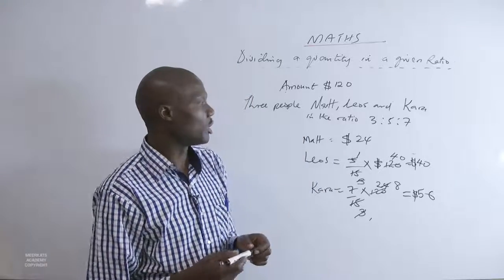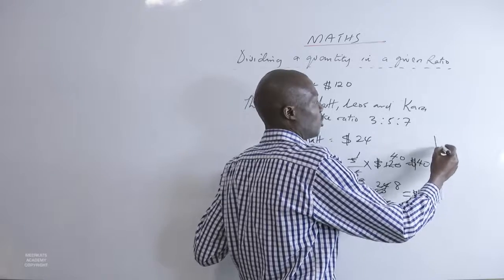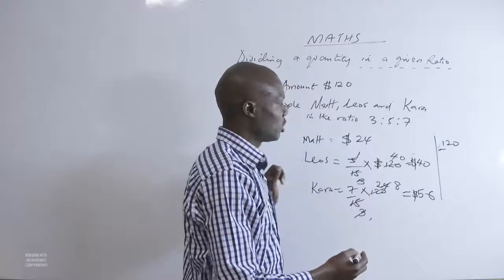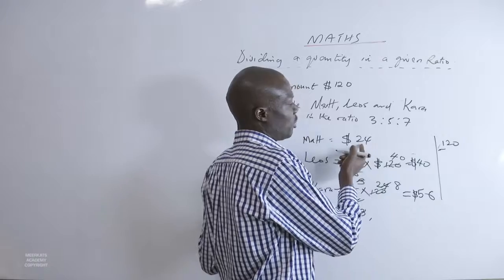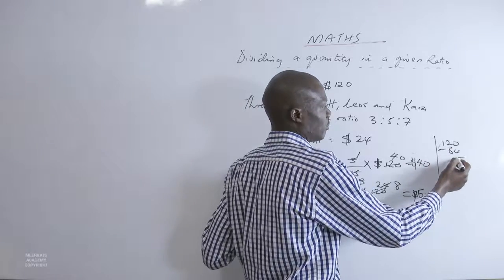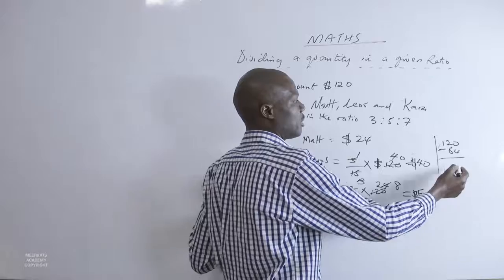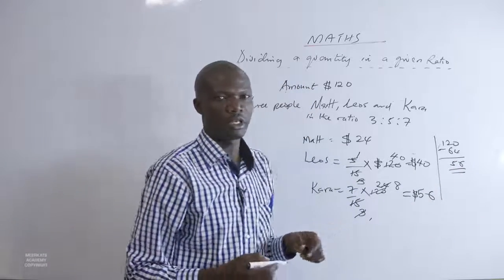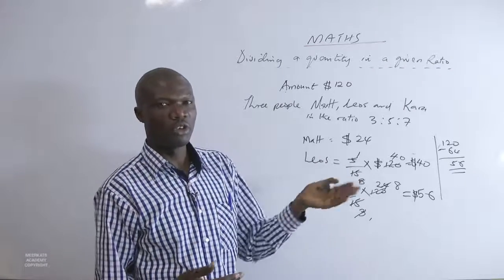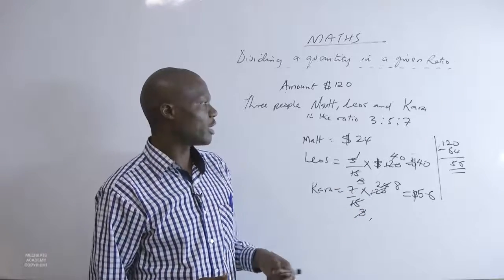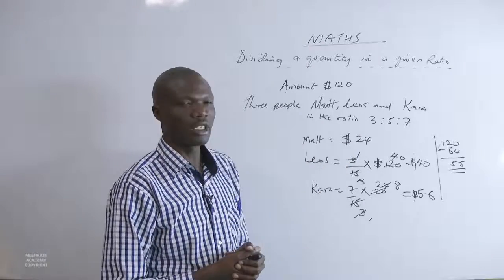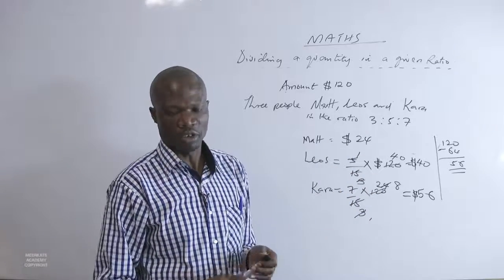If you didn't want to do it this way, you would take $120, subtract the first, the sum, that is 24 plus 40, which is 64. When you subtract that, this is 6, this is 5. So it will come to $56. We've been able to find the amount of dollars each one will take in case the sharing ratio is 3 to 5 to 7 and the total amount is $120. So that is the approach of sharing out.